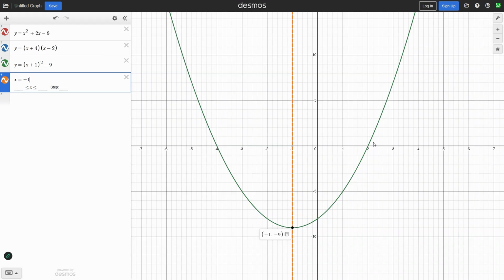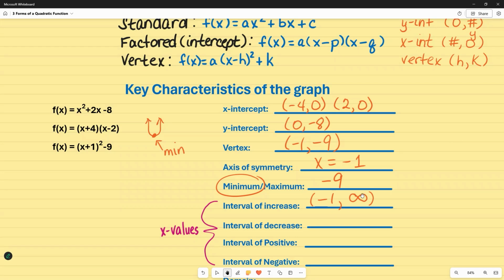So where am I increasing from? I'm looking at my x values. So I am increasing from -1 all the way over, because I'm extending this to the right, to +infinity. That's what my interval of increase would look like. We use parentheses for interval of increase because it's going through a point. It is not actually stopping.